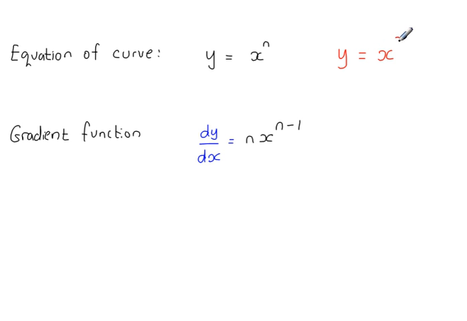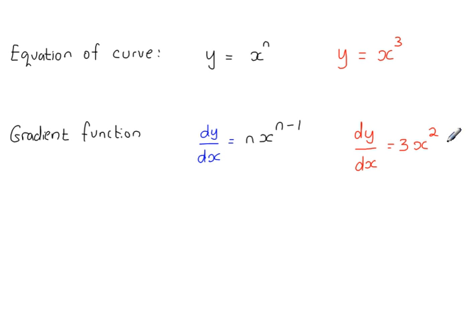So for instance, let's say we have a curve which has the equation y is equal to x to the power of 3. To work out the gradient anywhere on this cubic curve, we use dy by dx is equal to, and just following this formula, the power n comes to the front, so the 3 comes to the front, and then you've got x to the power of n minus 1. Well, n is 3, so 3 minus 1 is 2.